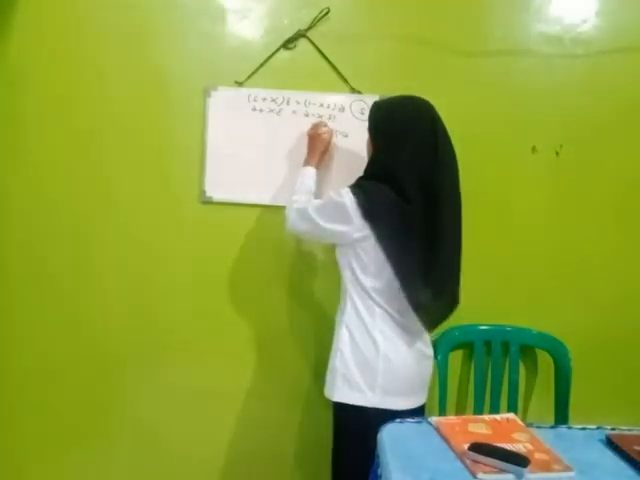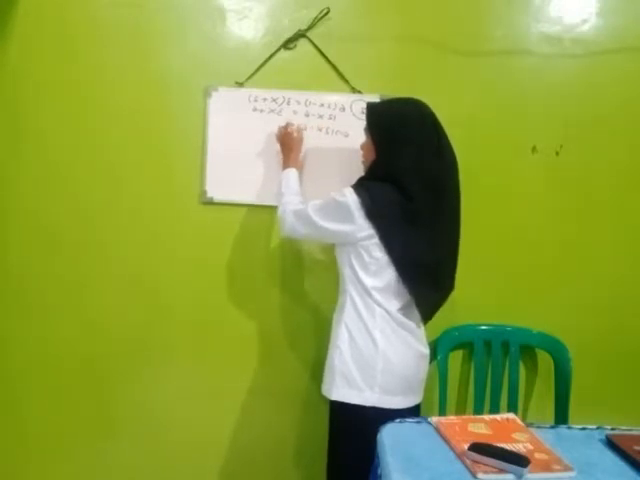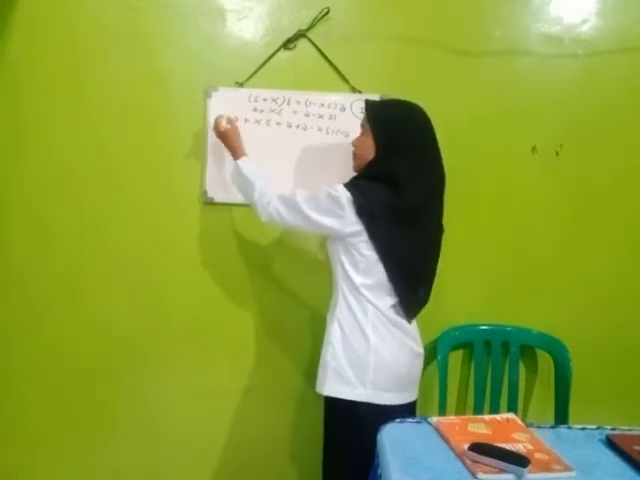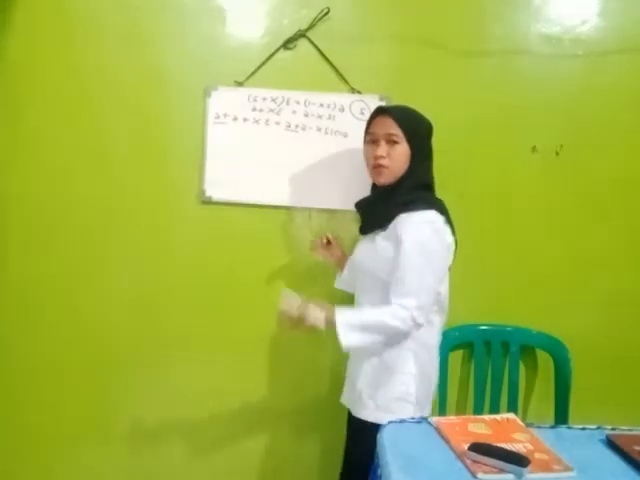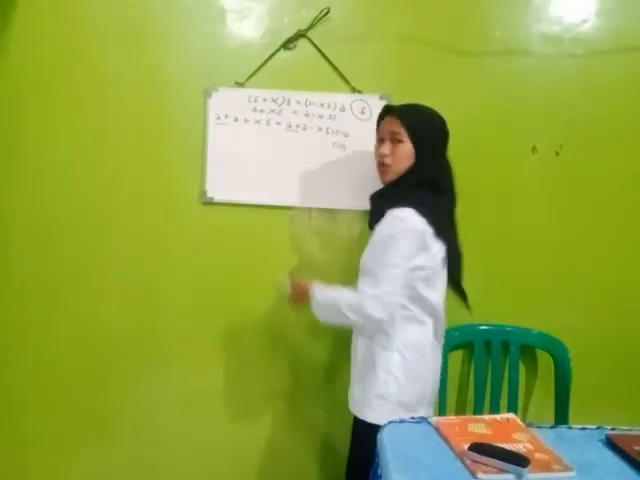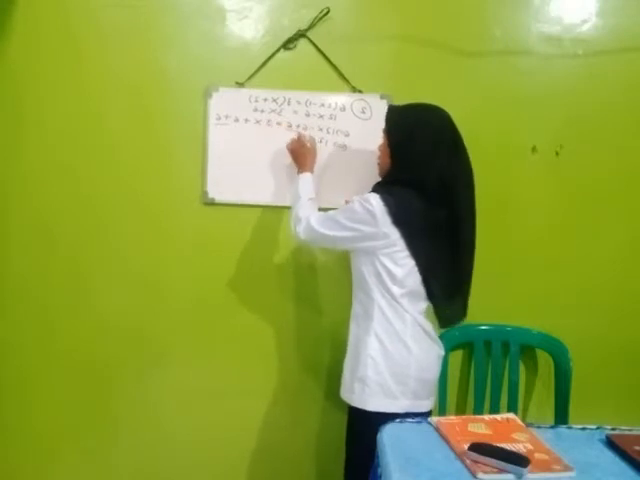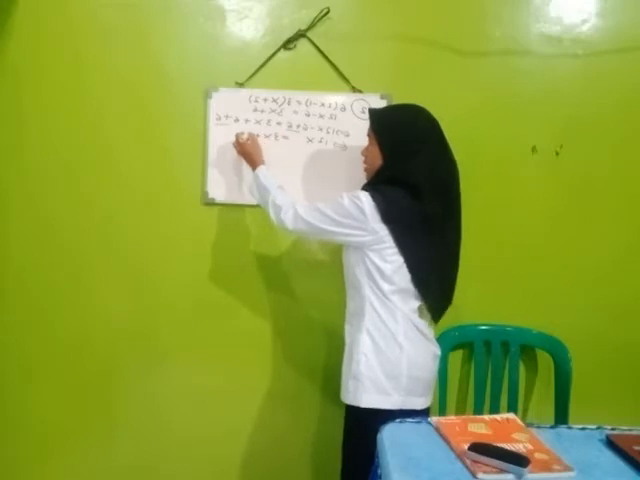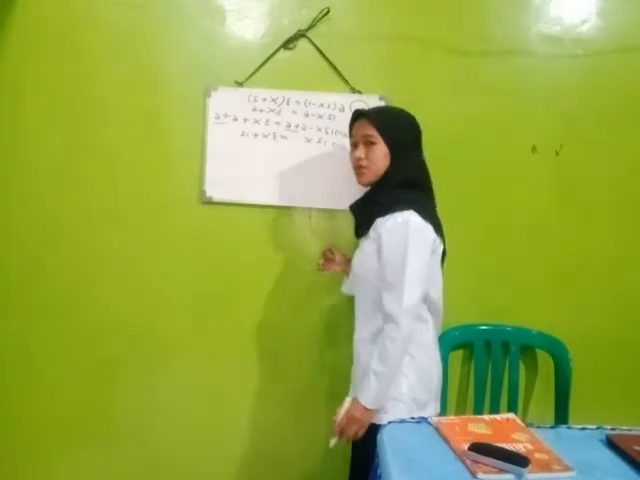Yes, that's right. 12x minus 6 plus 6 equal to 3x plus 6 plus 6. We do addition. For both sides, there is plus 6. After that, what do we get? We get 12x equal to 3x plus 12. After that, what should we do?